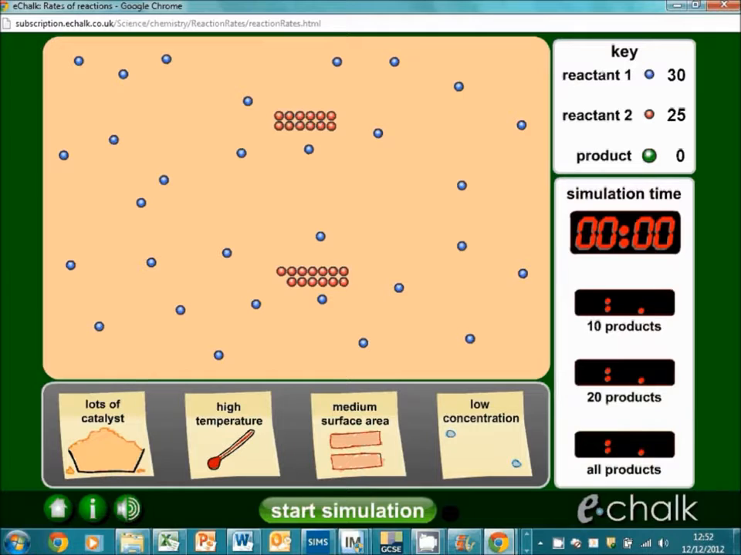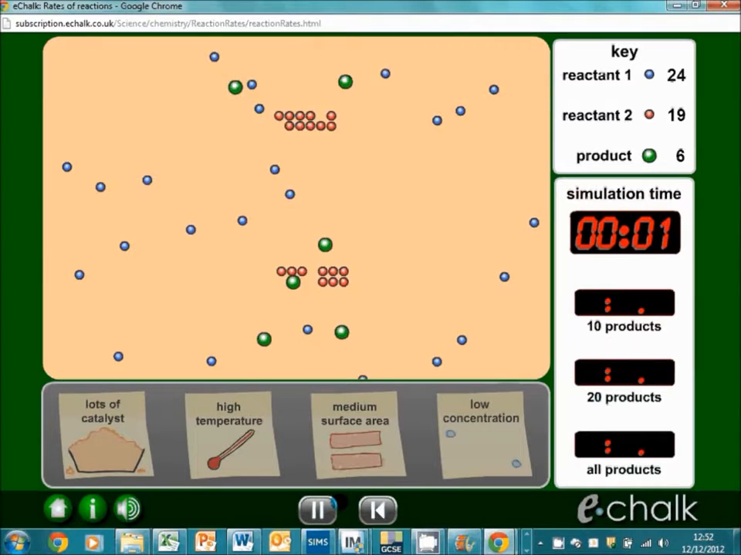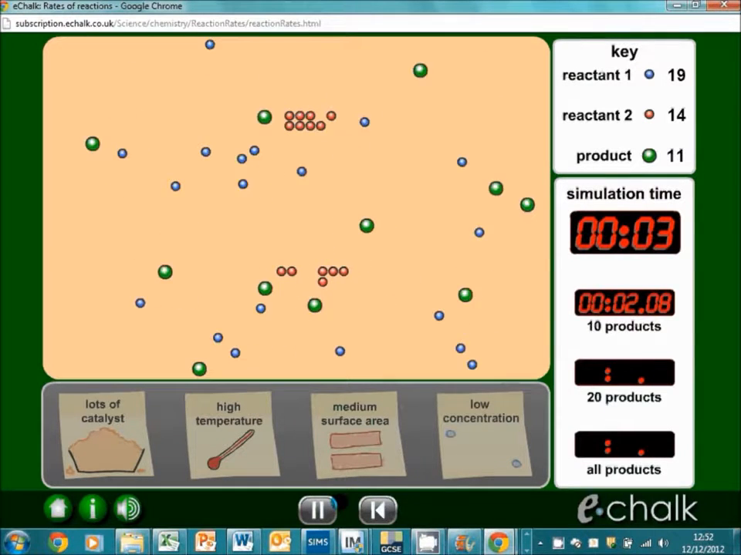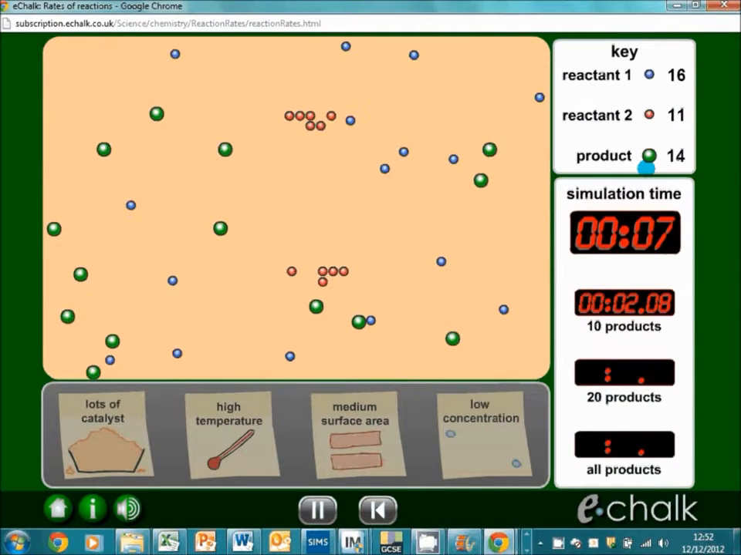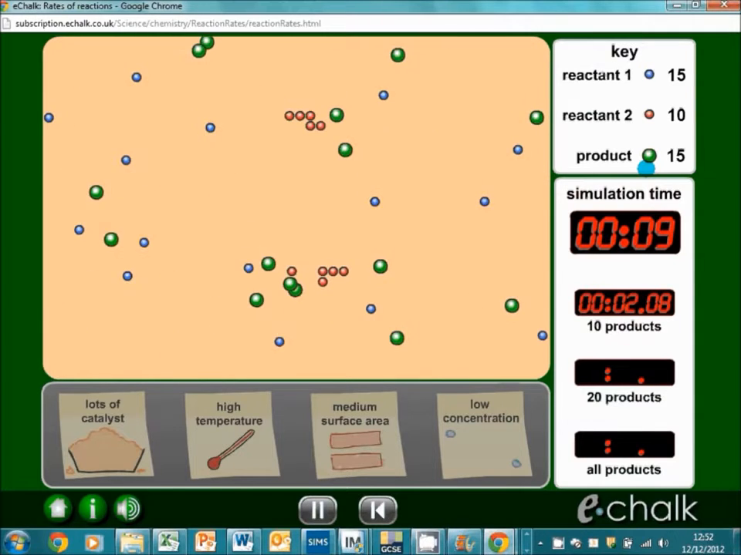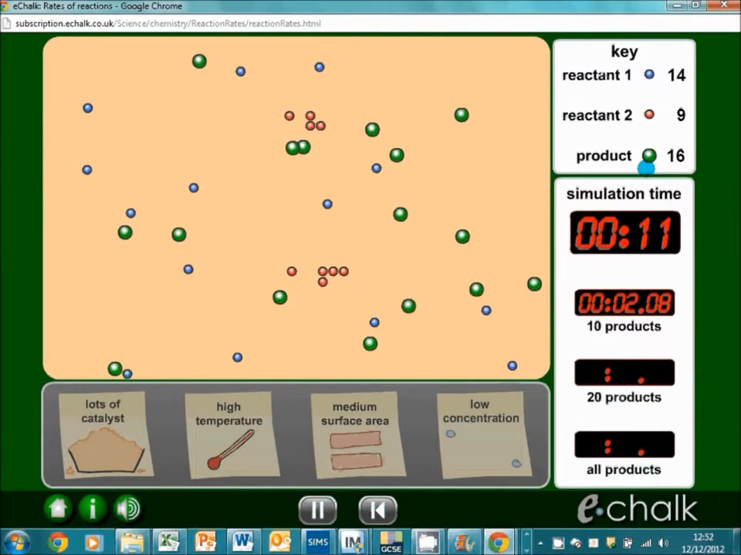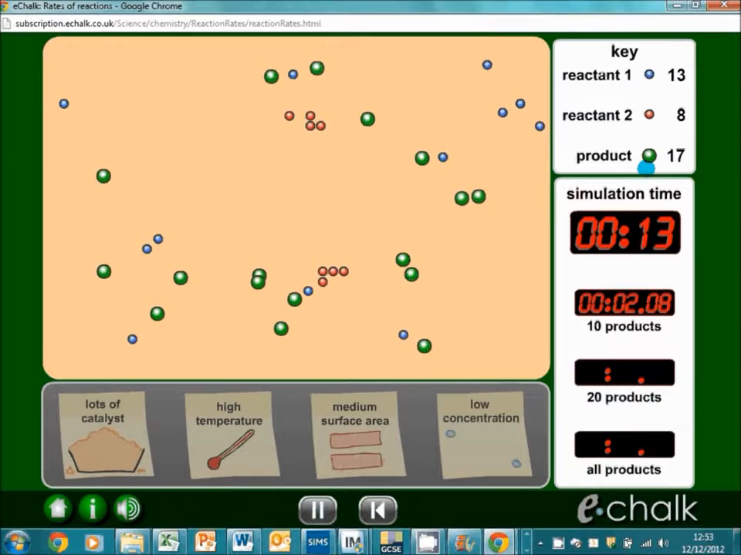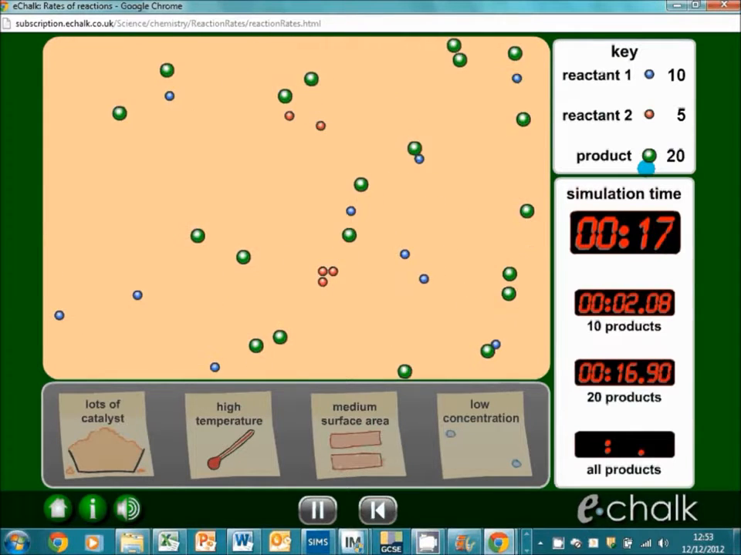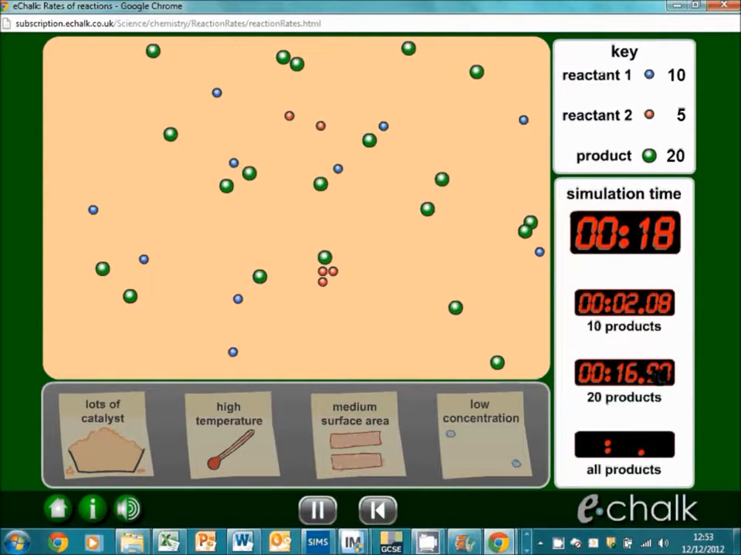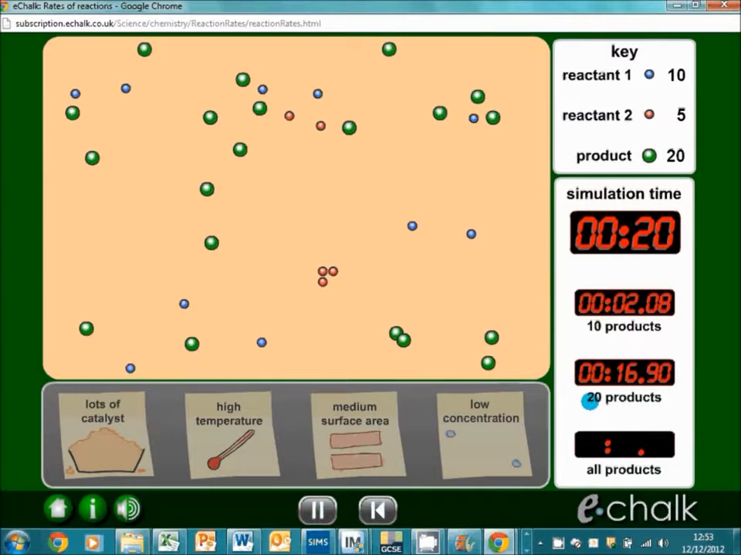So if we have a look at this, this has got a low concentration. So we've only got a few of the reactant. When I start the reaction, the particles are moving around, and when they collide, provided the collision is successful with enough energy, a reaction occurs and we produce our products. So the time taken for those reactions to occur should decrease with the more particles that you put in. So it took 16.9 seconds to react to produce 20 of your product.